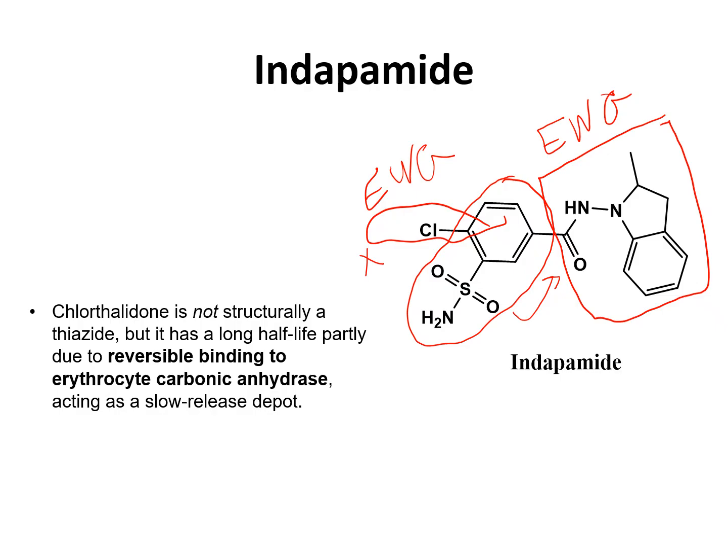Now this is again a thiazide-like diuretic, and it works by the same mechanism as other thiazides, which is inhibition of the sodium chloride co-transporter, and so inhibition of sodium reabsorption in general. This structure is also related to chlorthalidone, and chlorthalidone is not a thiazide, so it's different from thiazides in terms of its structure.